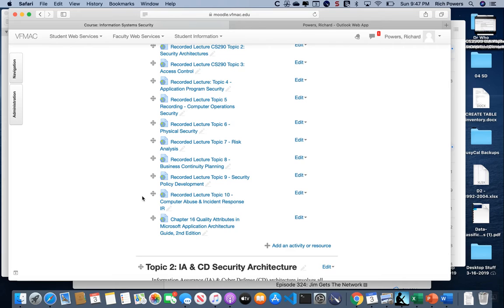That will wrap up the material we're going to talk about. You don't have to worry about chapter 16, the quality attributes for application architecture. We'll just do topic 10 this week.